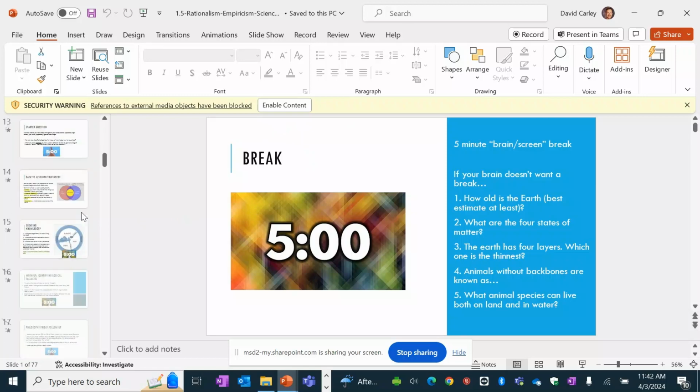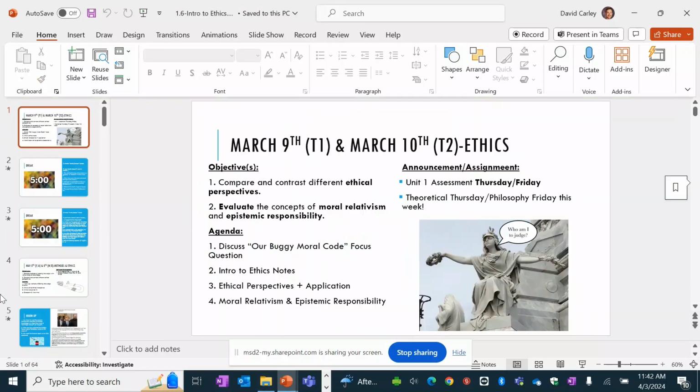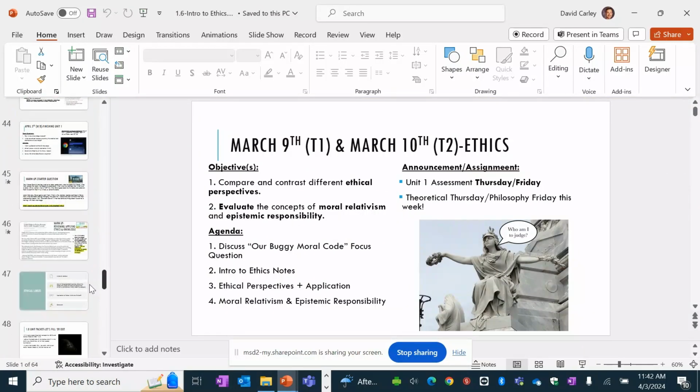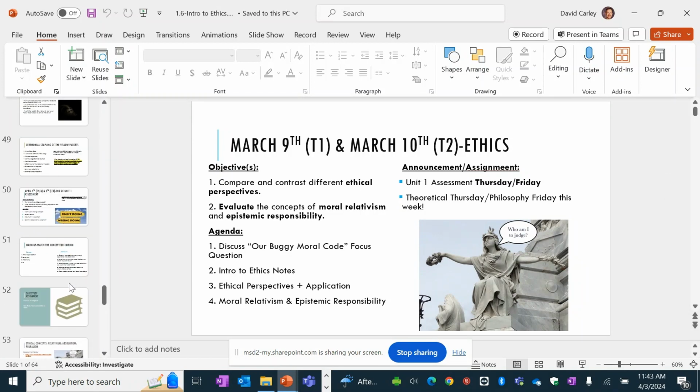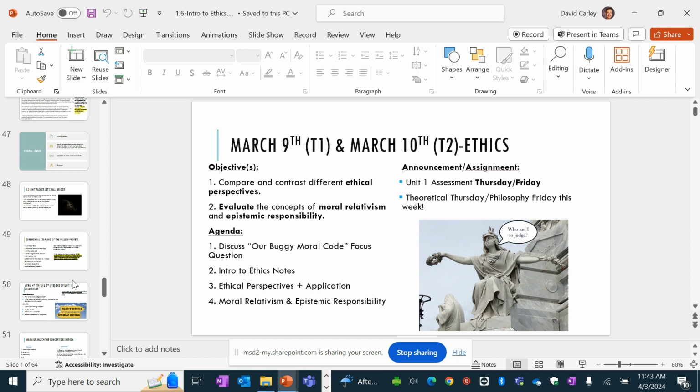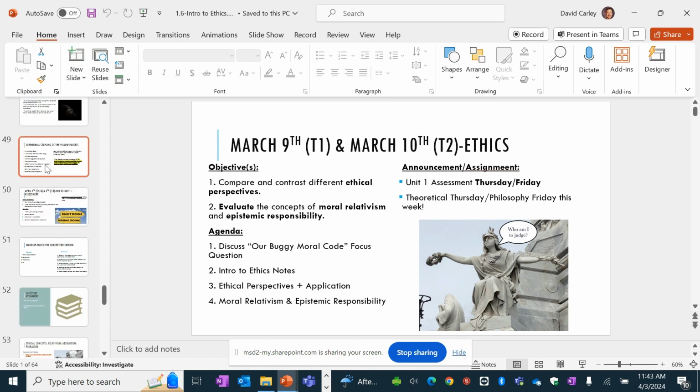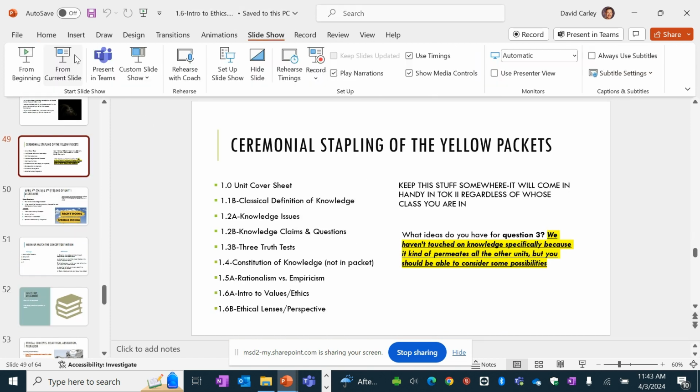So the first thing I wanted to do was talk about where to get all your resources to make sure you have all those. Everything is uploaded in Teams. All the slideshows are there too. So hopefully that's helpful. And if I could find it, here's what a completed unit package should look like.